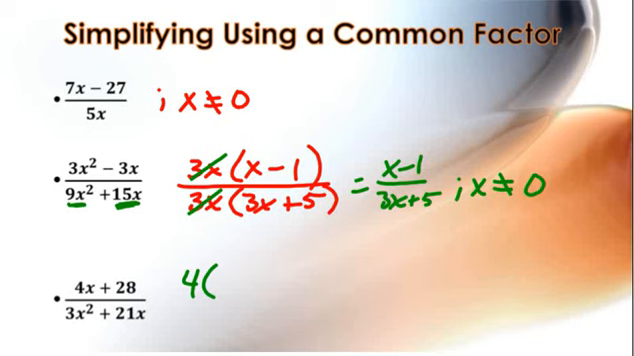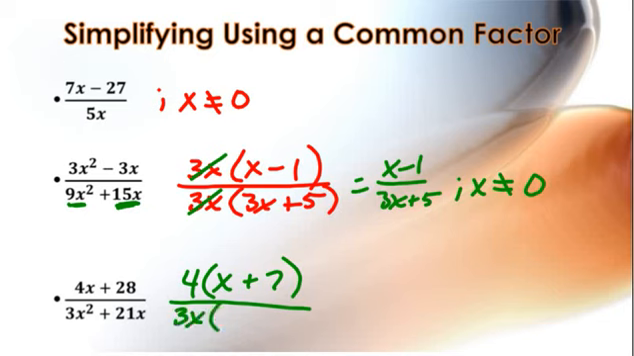And the last one here, I can divide a 4 out. 4x divided by 4 is just x. 28 divided by 4 is 7. In the denominator, I can take a 3x out. 3x squared divided by 3x is just x. 21x divided by 3x is a positive 7. Common factors in the numerator and denominator is x plus 7.